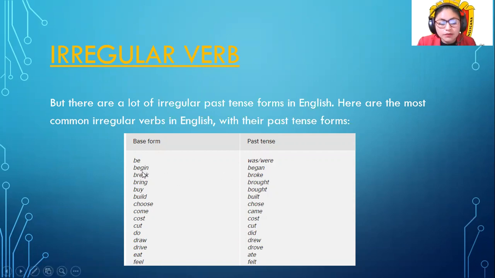En el caso de begin es began. The break, broke. The bring, brought. The buy, bought. The build, built. The same. Sounds similar, but it's different in writing. The choose, chose. The come, came. The cause, caused. The same because it's a stative verb. Could is the same, it's a stative verb. Do, did. The draw, drew. The drive, drove. The eat, ate. The feel, felt.